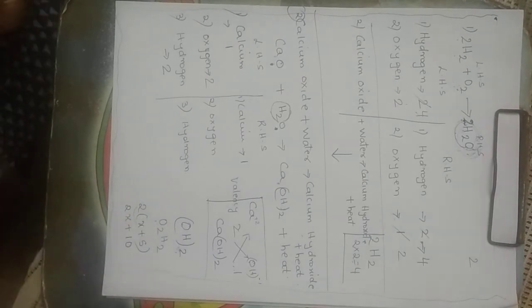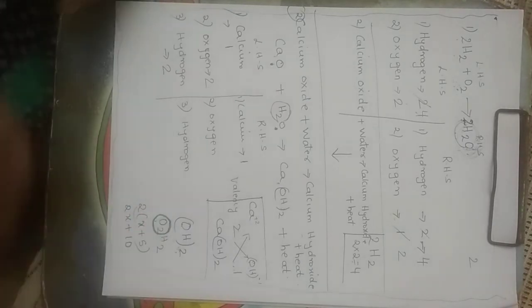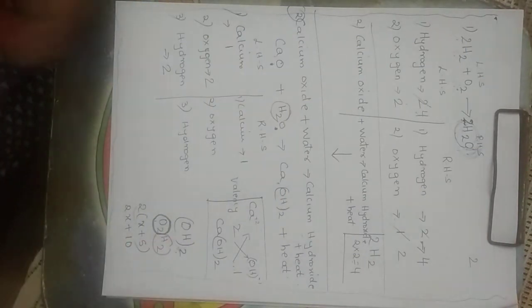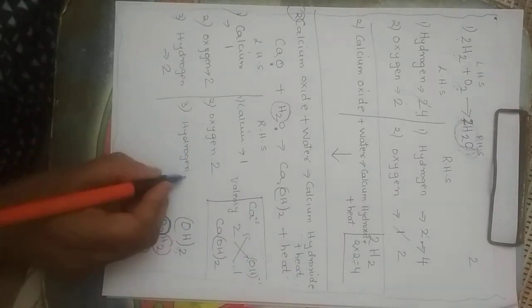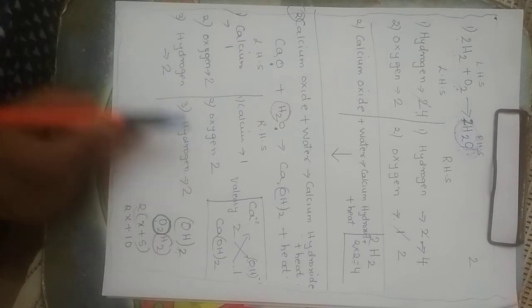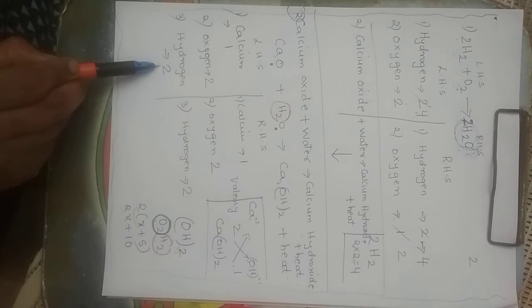So how many oxygen atoms are there? How many hydrogen atoms are there? See what I'm putting in. So now it means there are 2 oxygen here and hydrogen 2. Now let us see, are they the same? Look here. Here also 1, here also 1, here also 2, here also 2, here also 2.